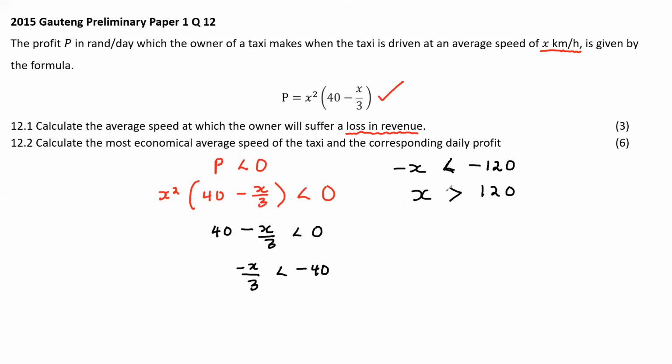So it looks like, as a conclusion, if the driver drives at a speed that is greater than 120 kilometers per hour, definitely we're making a loss. So that's your answer for 12.1. When the speed X is greater than 120, that's when you make a loss. Let me know if there's a struggle again. I got your back. I want to hear what you guys have to say.